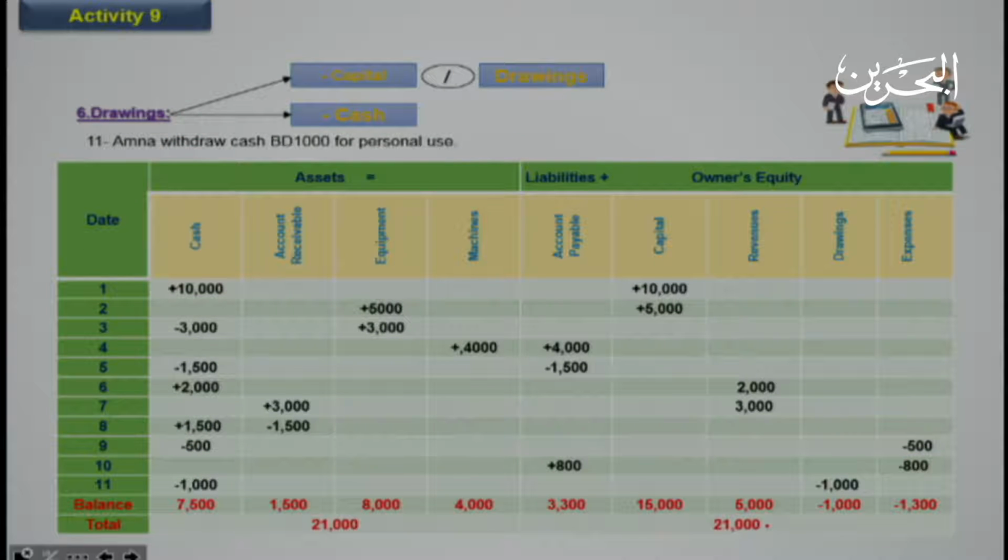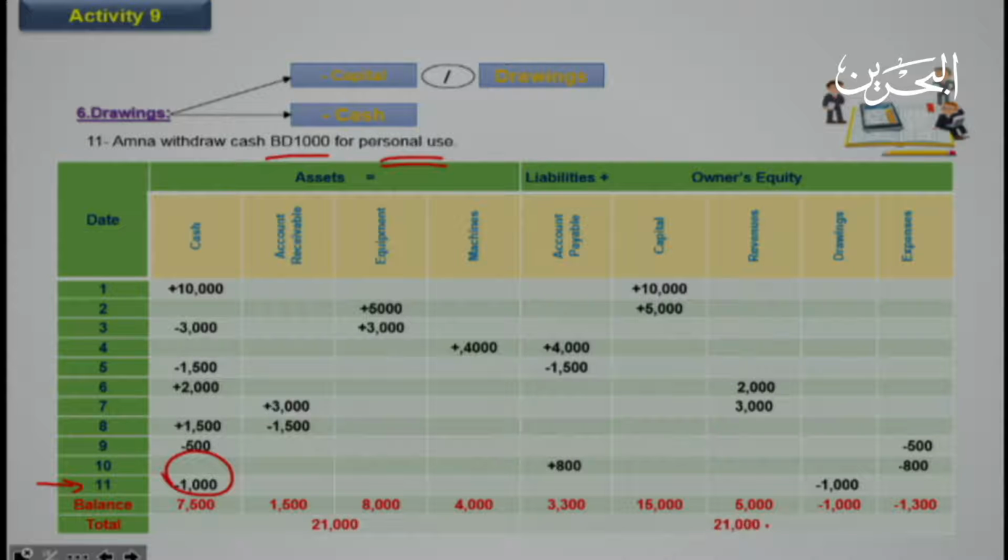Moving to the drawing section. Amna withdraws cash of 1,000 for personal use. If I draw an amount from my account, I know directly that my cash account will be affected by decreasing the amount in the cash account.